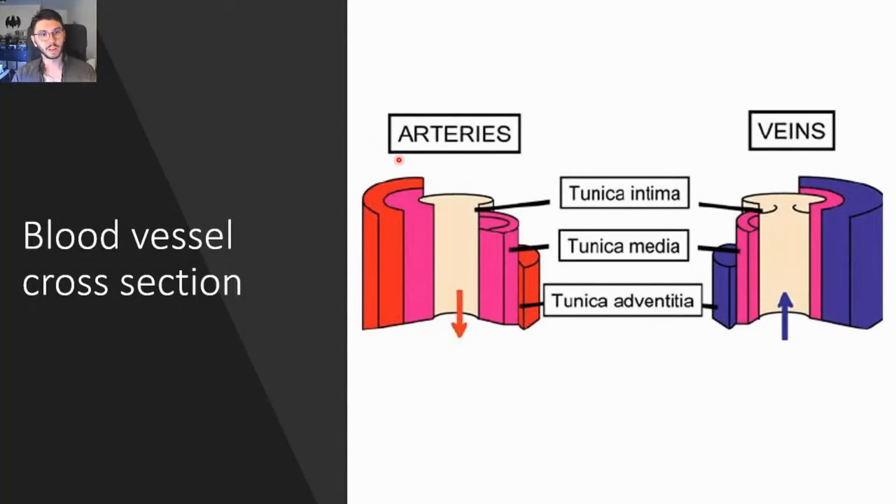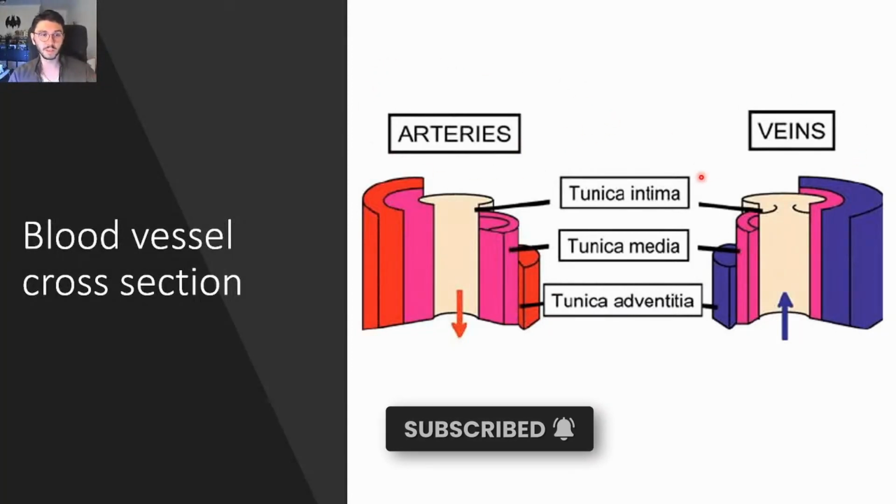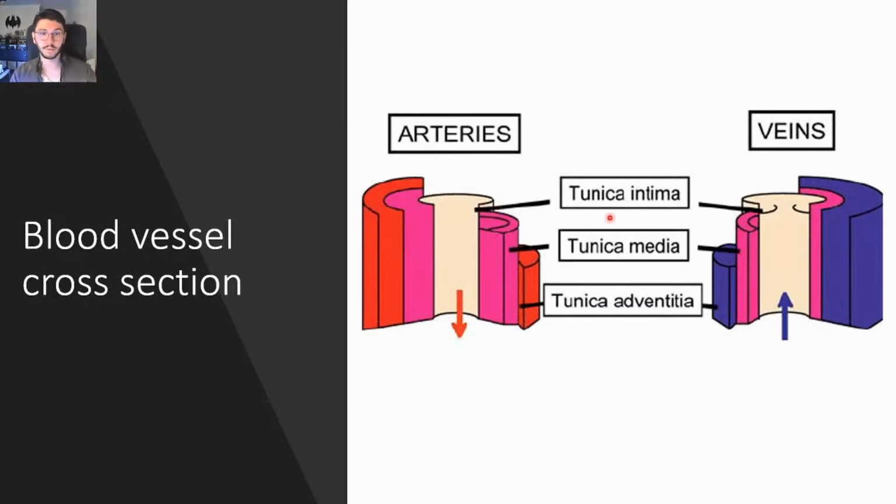We have an artery, we have a vein. Those are two main categories of blood vessels, and they have three layers. So we have the tunica intima, which is the inner layer surrounding the lumen, the media, and the adventitia.